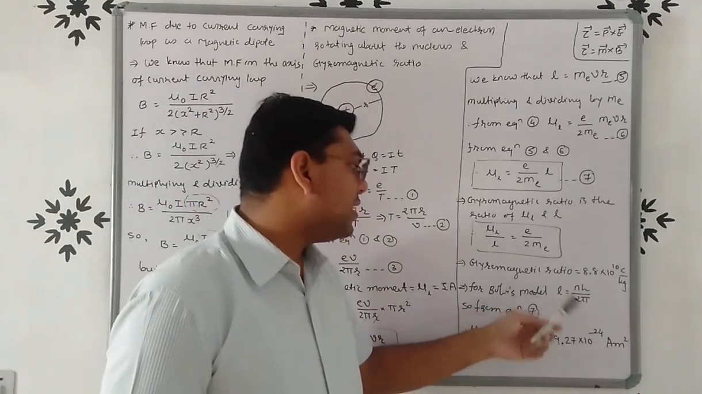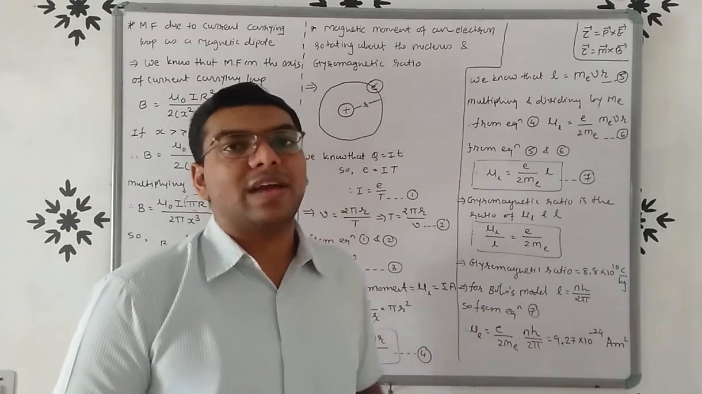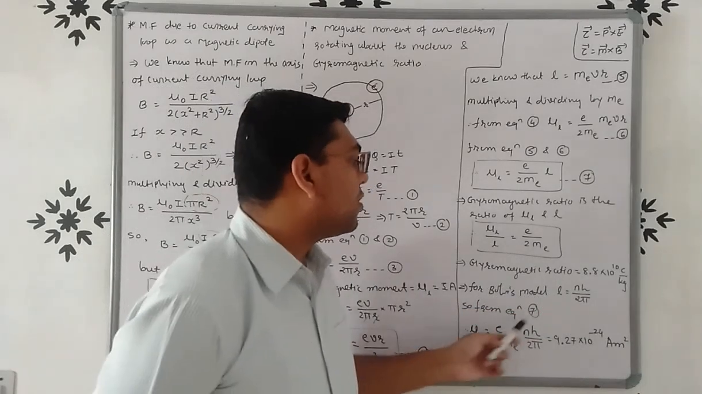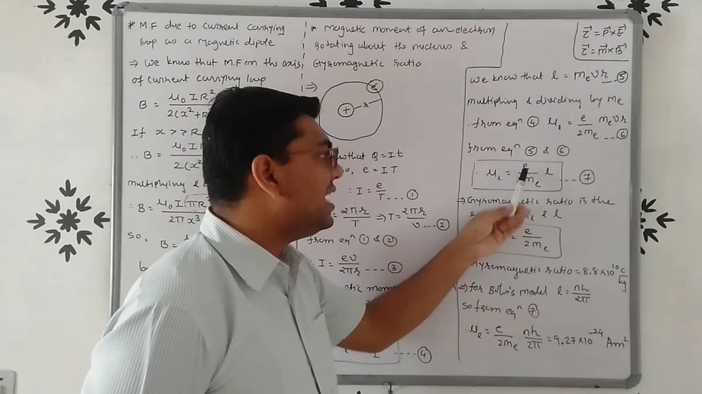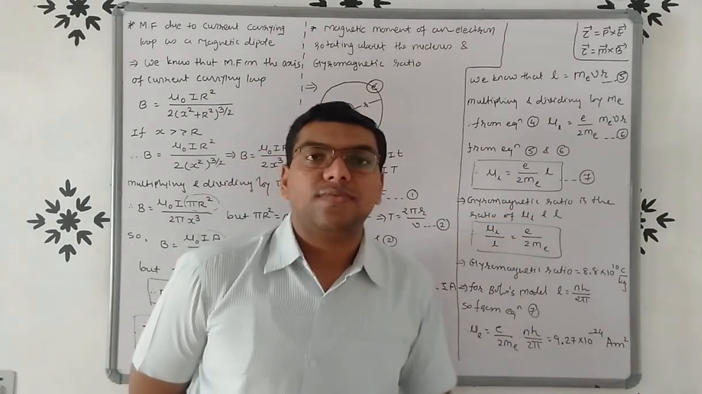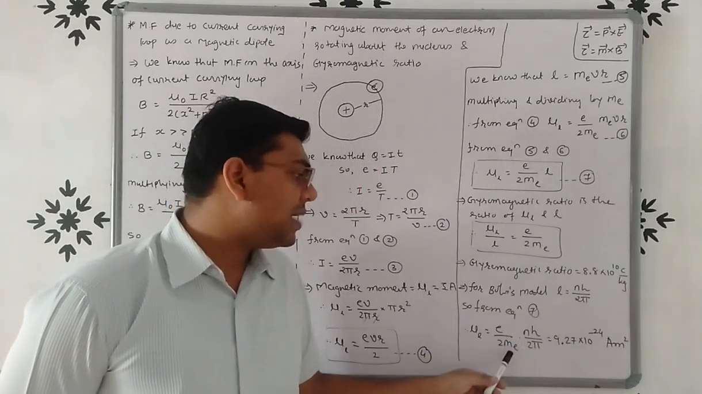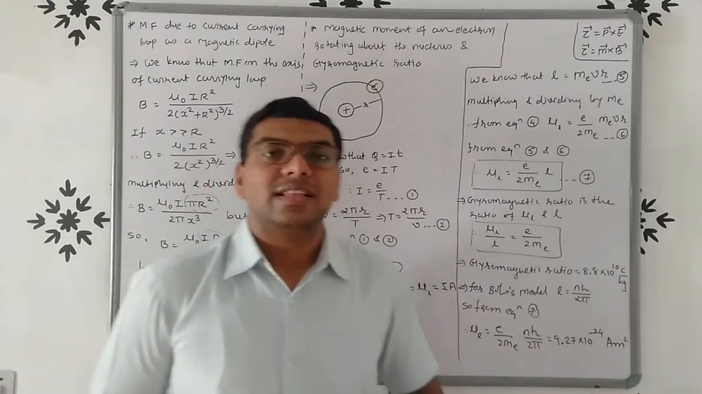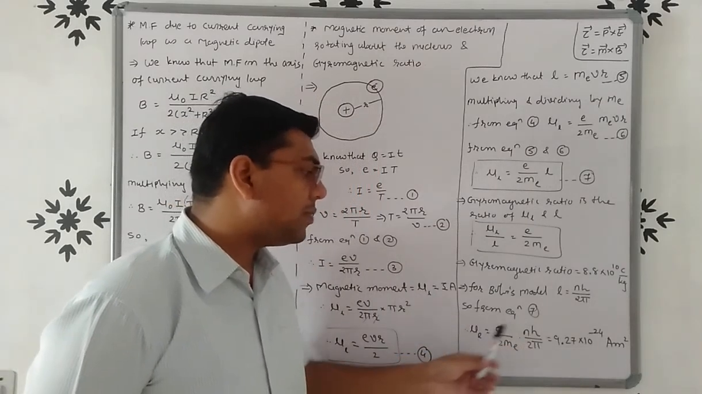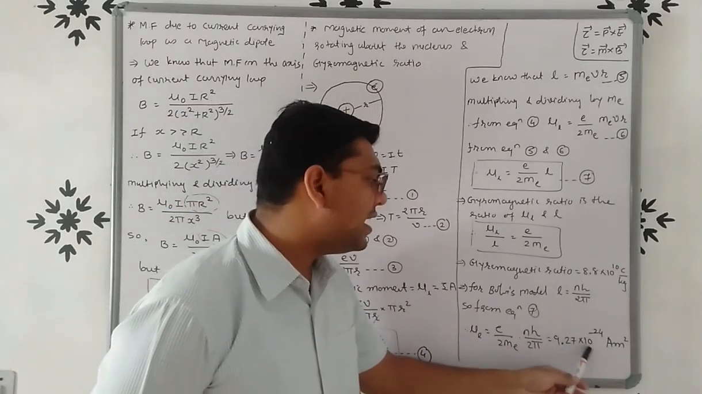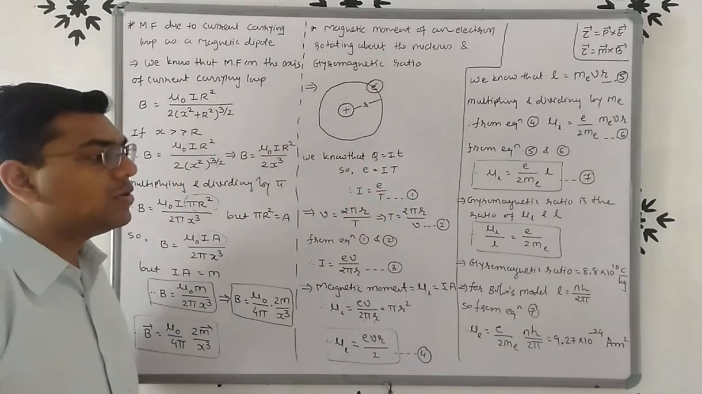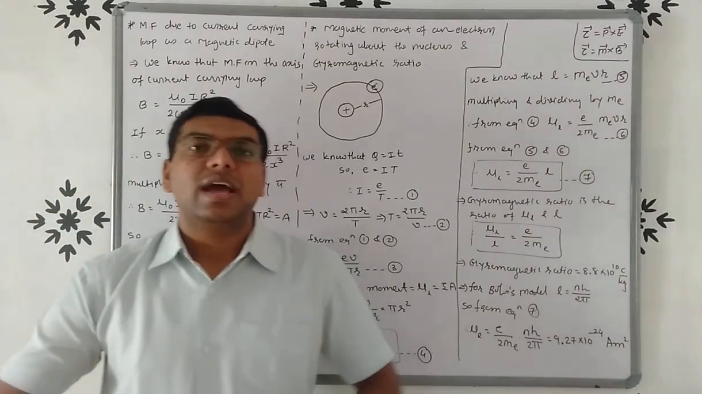For Bohr's model, we know that L is equal to nh upon 2π, and for first orbit n is equal to 1. So from equation number 7, magnetic moment is e by 2m_e, value of L, that is nh upon 2π. So if you put the value of e, n, h, m_e and π and calculate it, then you will get for first orbit of Bohr's model, magnetic moment equal to 9.27 × 10^-24. Right? So friends, you have to remember these values and some formulas.